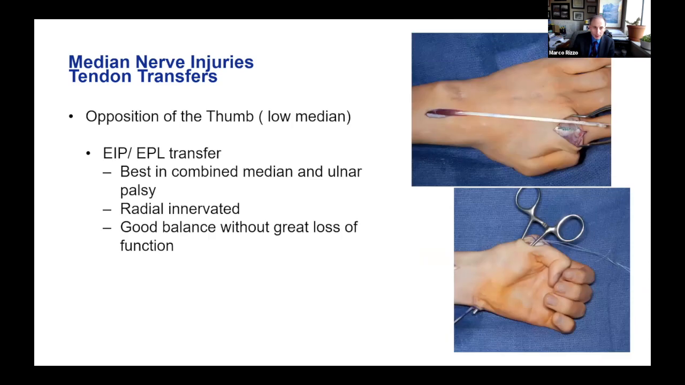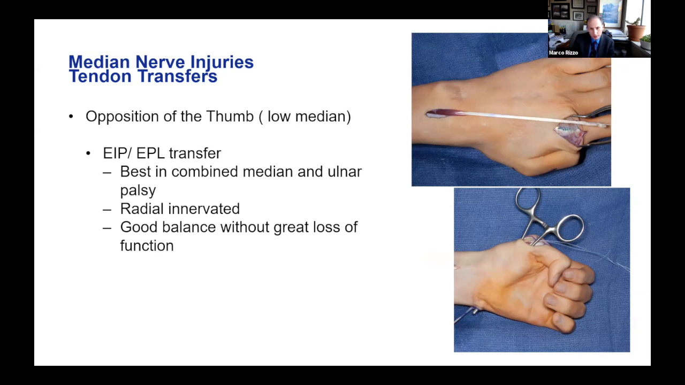I like the EIP transfer. I know it's not a favorite of everybody's, but I like it. Second to the FDS, this is a transfer that I'm a big fan of, and I like it for a couple of reasons. It's a good choice in high median nerve injuries as well as combined median and ulnar nerve injuries. And it also provides good balance without loss of function.